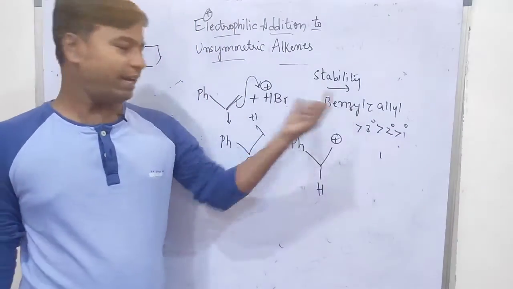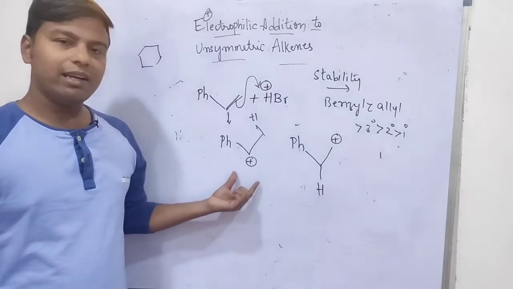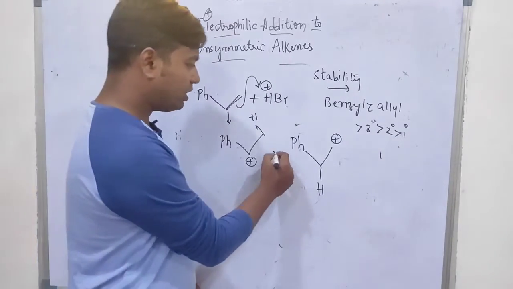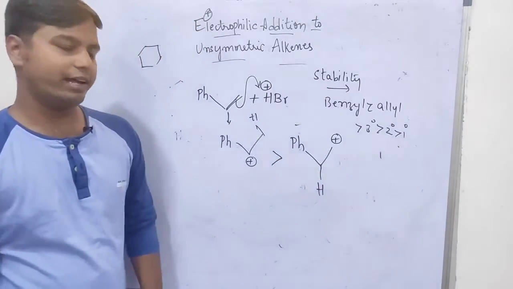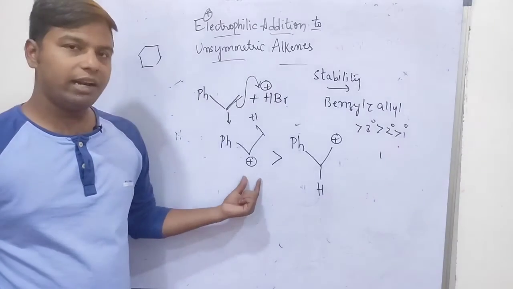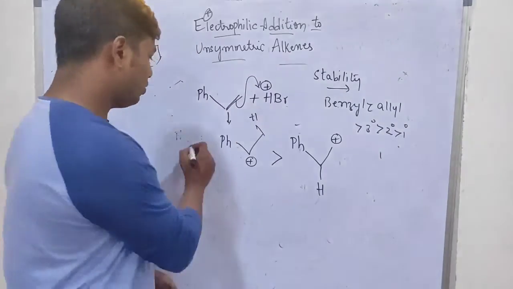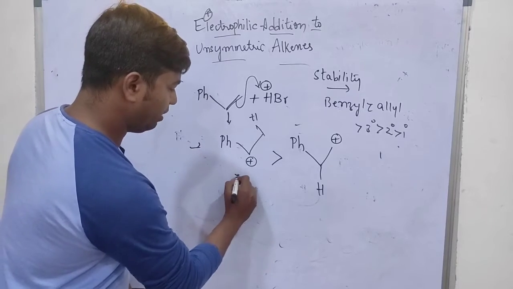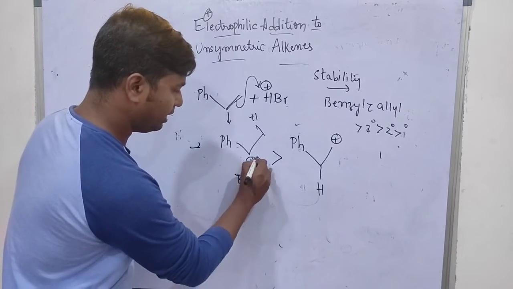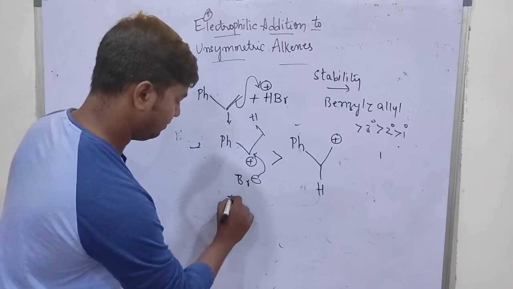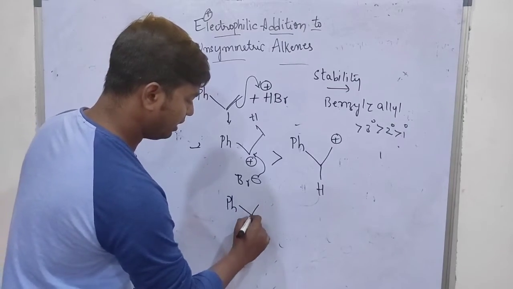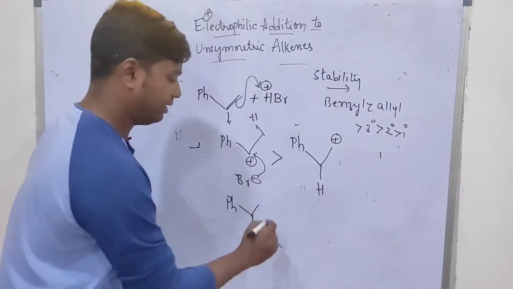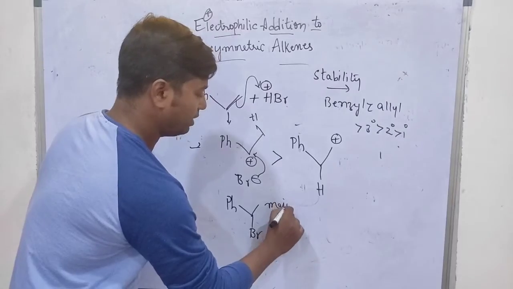So from that we can deduce that this is benzyl carbocation, right? And it is more stable than this primary carbocation. So the formation of this carbocation is always favorable. Understood? So now bromine, that is Br minus, is going to attack here with ease. And what would be the product here? This is the major product.